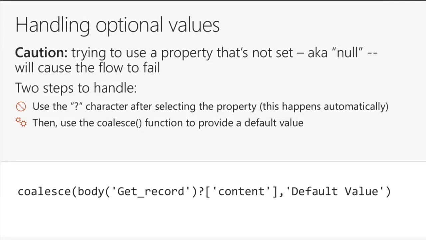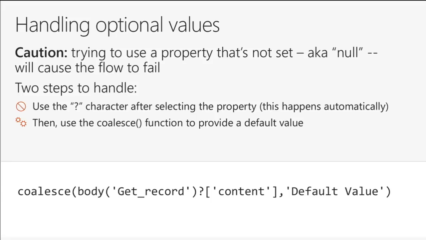Finally, expressions are important for handling optional values. That is valuable because not all fields will be there all the time. So that's where that question mark character that I was talking about comes in. It's a character that indicates it's OK for that property to not exist.